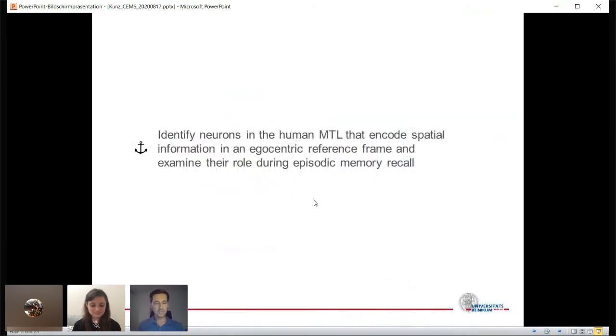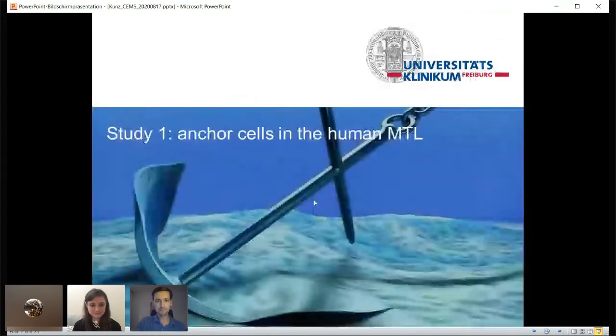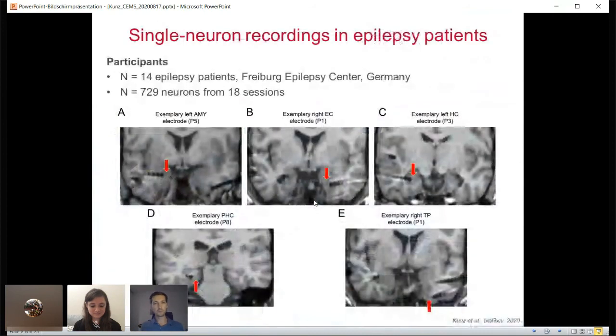Hence, in this study, we aimed at identifying neurons in the human MTL that encode the spatial information in an egocentric reference frame and to examine their role during episodic memory recall. To do this, we performed single neuron recordings in epilepsy patients.